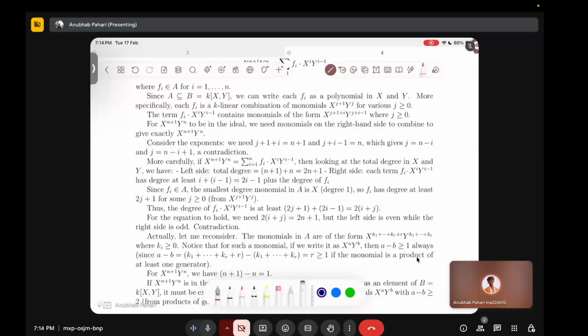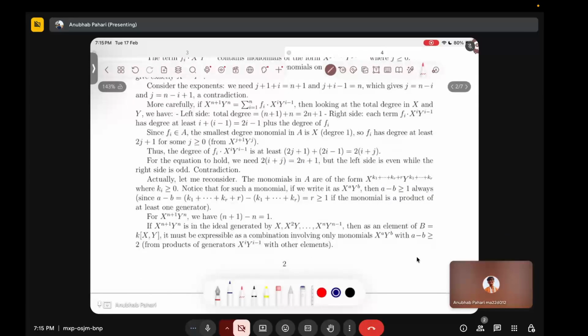Since the f_i are coming from A, the smallest monomial in A is x, which is of degree 1 obviously, and since f_i has degree at least 2j plus 1 for some j greater than or equal to 0, the degree of f_i · x^i y^(i-1) is at least 2(i + j), which comes from adding these two numbers. And for the equation to hold, we need these two sides to be equal, but the left side is even while the right side is odd, so therefore it is a contradiction.